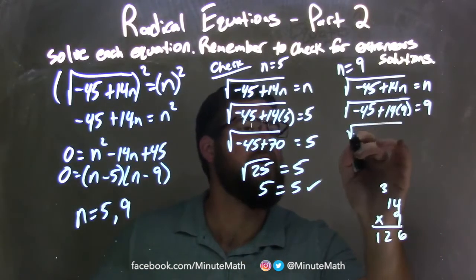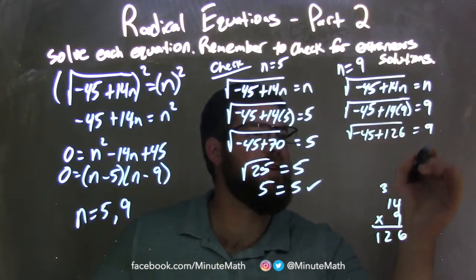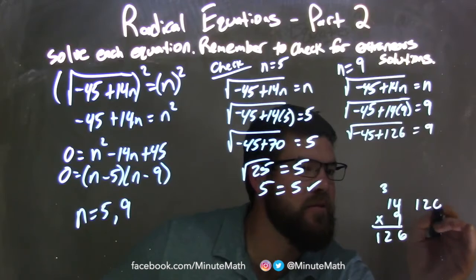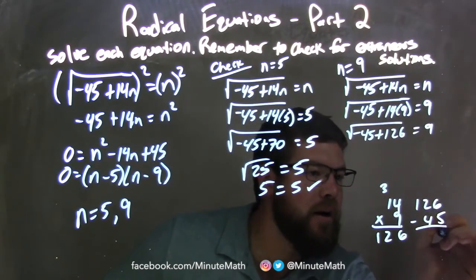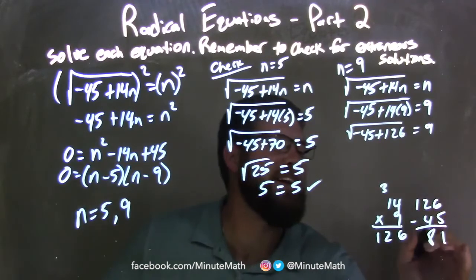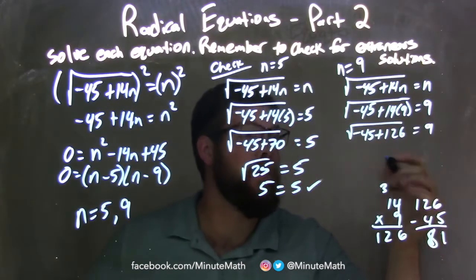So we have negative 45 plus 126 equals 9. What's 126 minus 45 essentially? I have a feeling it's 89, but could be wrong. 81, sorry. 81, not 89. 81, right? 12 minus 4 is 8. 81.